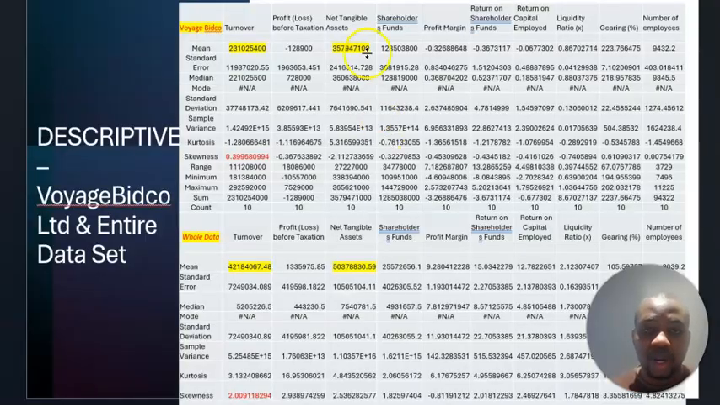Comparing the two, we could see the turnover for Voyage Bitco at 231 million as against the average of 42 million for the industry. For the net tangible asset, the skewness for Voyage Bitco is about 0.3 in the period under review. Meanwhile, for the whole industry, it's about 2 because of the presence of outliers, of which Voyage Bitco is a contributor.